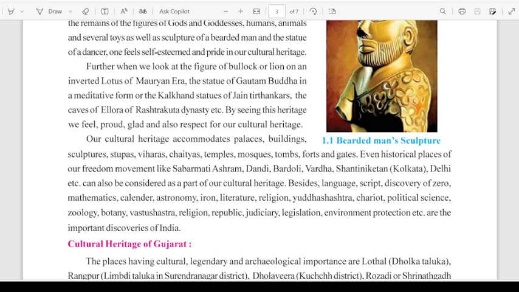Besides language, script, the discovery of zero, mathematics, calendar, astronomy, iron, literature, religion, Yuddha Shastra, chariot, political science, zoology, botany, Vastu Shastra, republic, judiciary, legislation, environment protection, etc. are important discoveries of India.